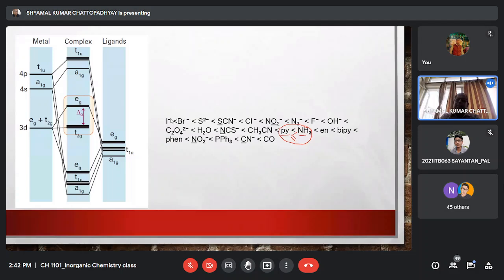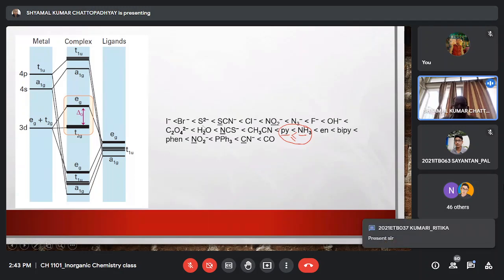But this is only a sigma-only picture. In this MO diagram, we have not considered any pi bonding. But this sigma-only picture cannot explain many facts of the spectrochemical series. For instance, if I consider the basicity of hydroxyl ion and the basicity of water, no doubt hydroxyl ion is a better base, a much stronger base than water.